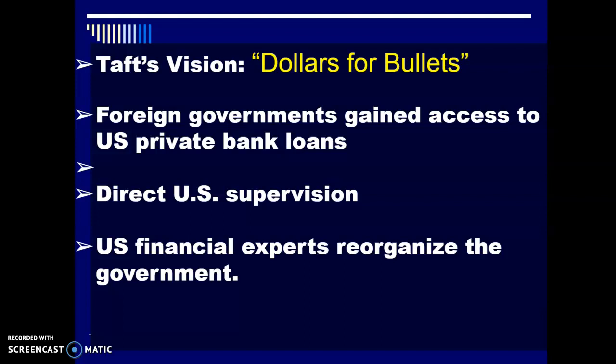So number 1, Taft's vision was dollars for bullets. The idea is that with Roosevelt, you used bullets, or you used the army as a way of getting people to do what you wanted. In this case, what Taft wants to do is use the promise of investment, to give people money to get them to do what you want them to do. So, dollars for bullets furthered policy aims in Latin America and East Asia through economic power.